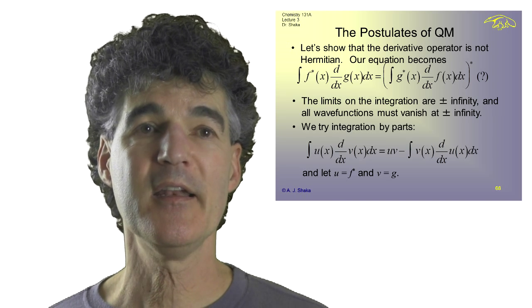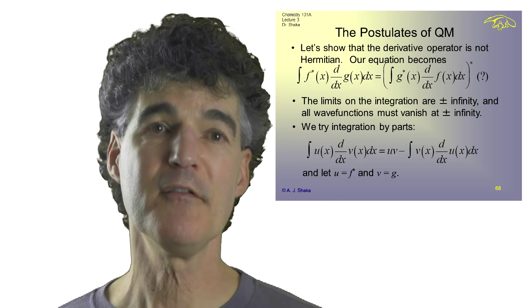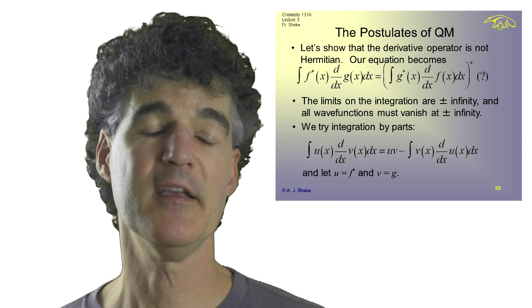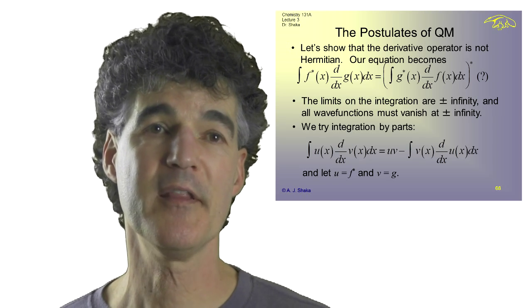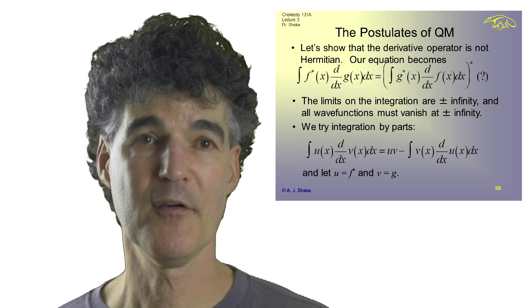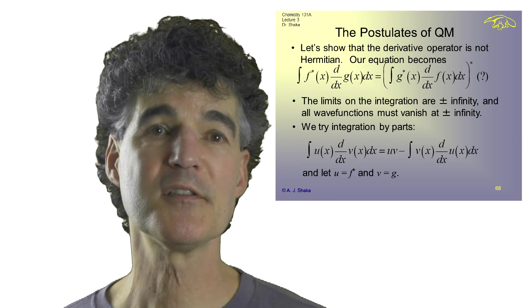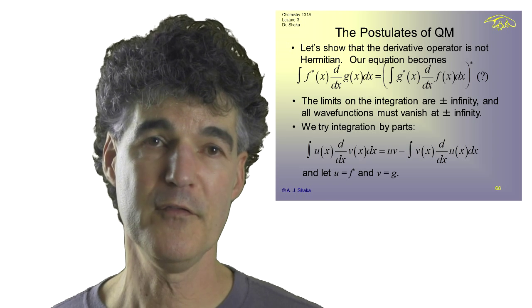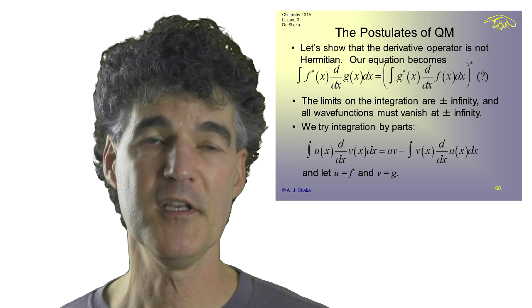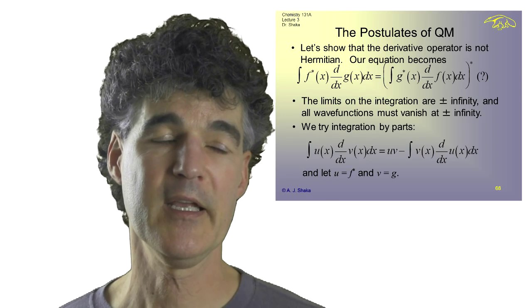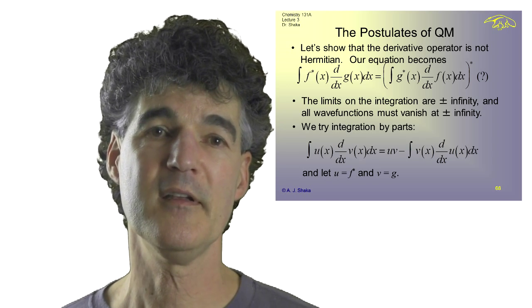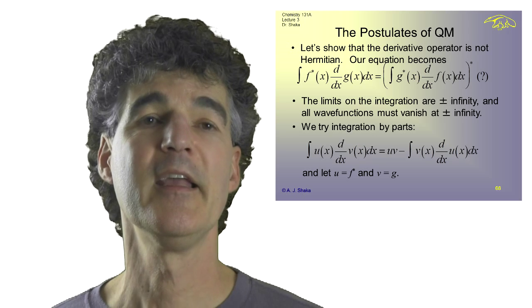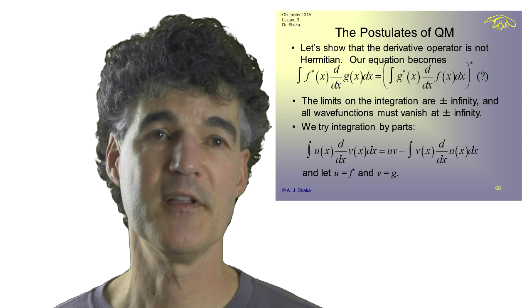When you see an integrand that has a derivative in it, the first thing you think is, I bet I can integrate that by parts. If you recall, integrating by parts is basically doing the opposite of doing the derivative of uv, which is u dv plus v du. We turn that around and we move the uv, one of them, to the other side, and then we set the integral equal to that.